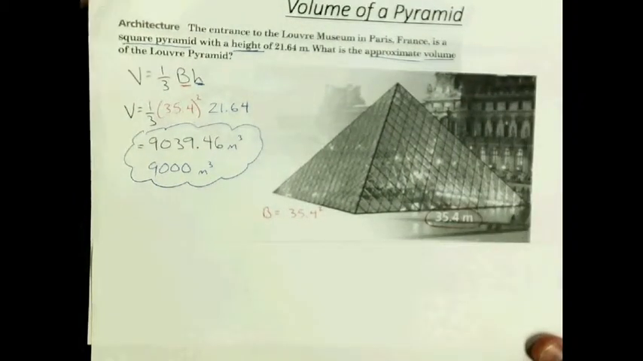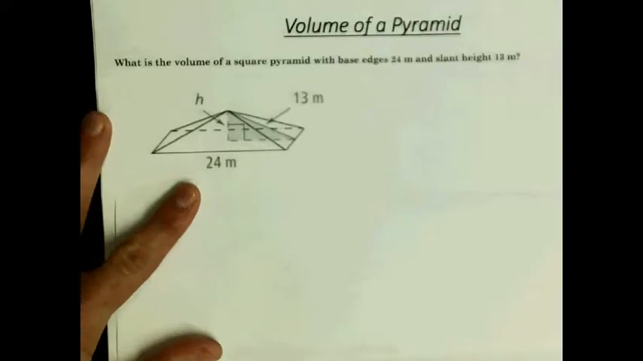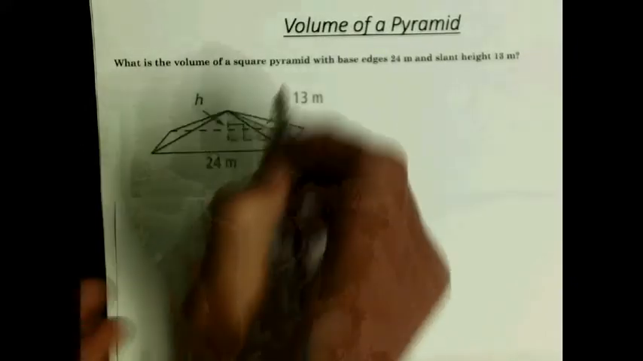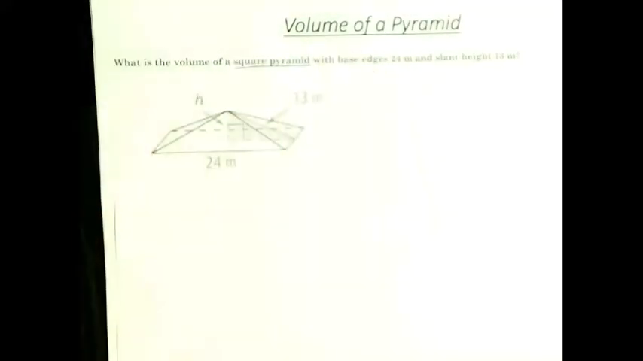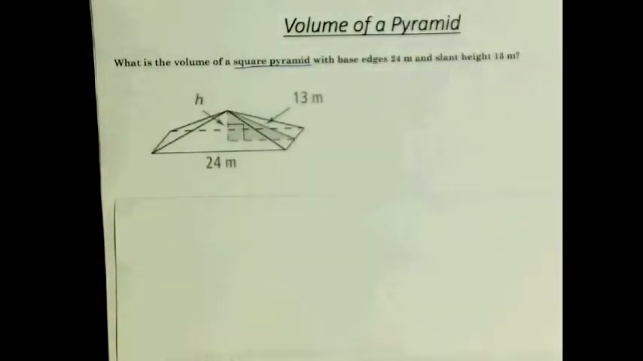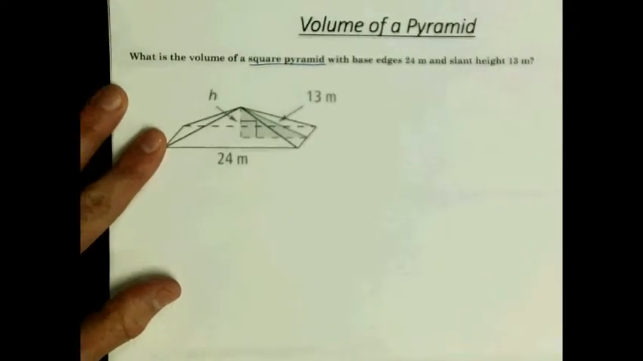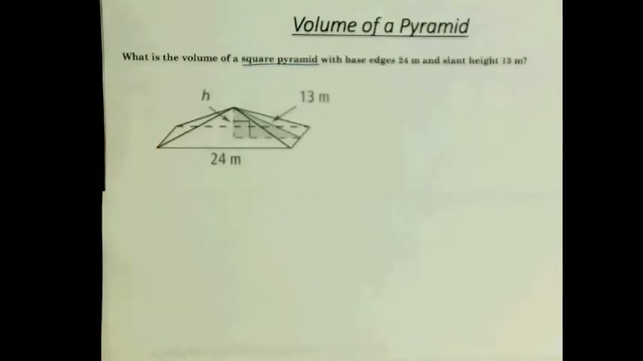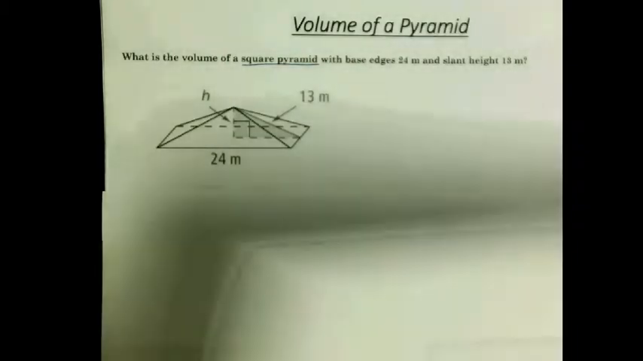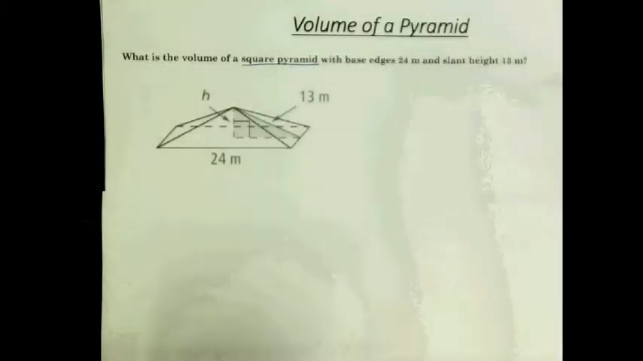Now for another example, let's see if you can figure this one out. We have a square pyramid. Again, some useful information. A square pyramid. And it has base edges of 24 meters, and this time a slant height of 13 meters. So we have to remember from the notes, there's a difference between height and slant height. Okay, remember the slant height and our height.